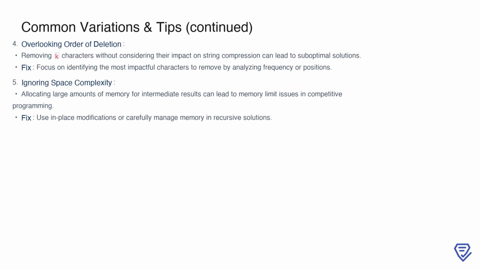Another potential pitfall is overlooking the order of deletions. Randomly removing k characters without analyzing their impact on the compressed result can lead to suboptimal solutions. A better approach is to prioritize removing the characters that have the most significant impact on reducing the compression length. This can be determined by analyzing their frequencies or positions in the string.